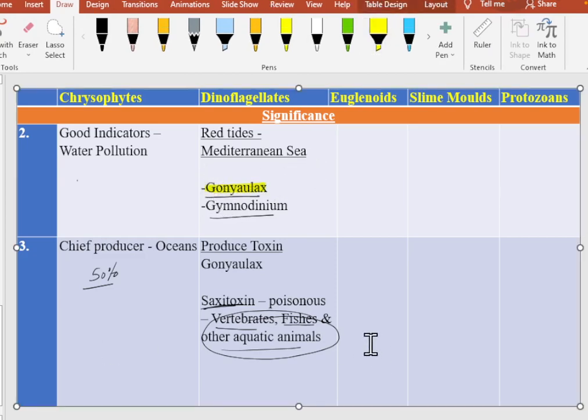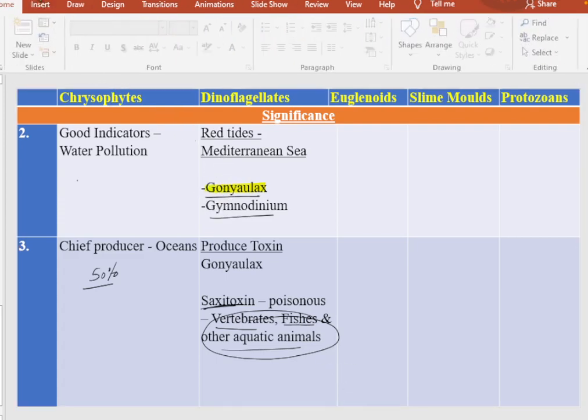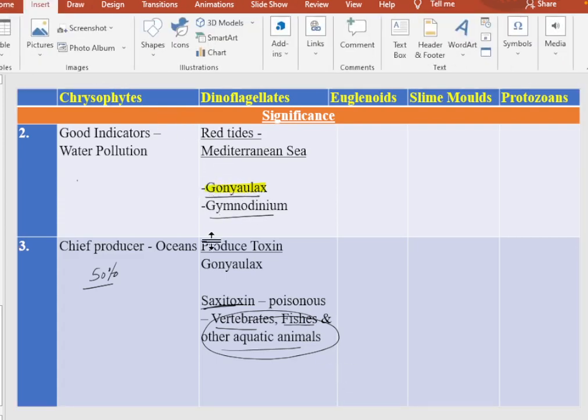Okay, cleared. Leave it. It should be in italics. Next thing is Gymnodinium also is there, but it is not necessary. But you remember these red tides in the Mediterranean Sea. Next thing is this Gonyaulax. This is also there in the NCERT.